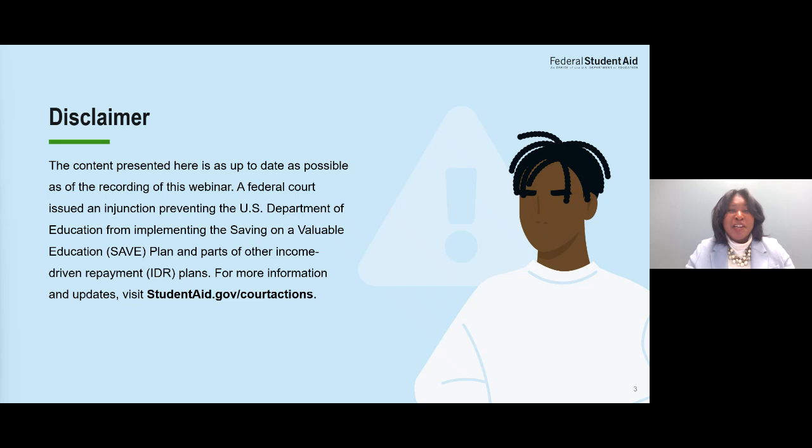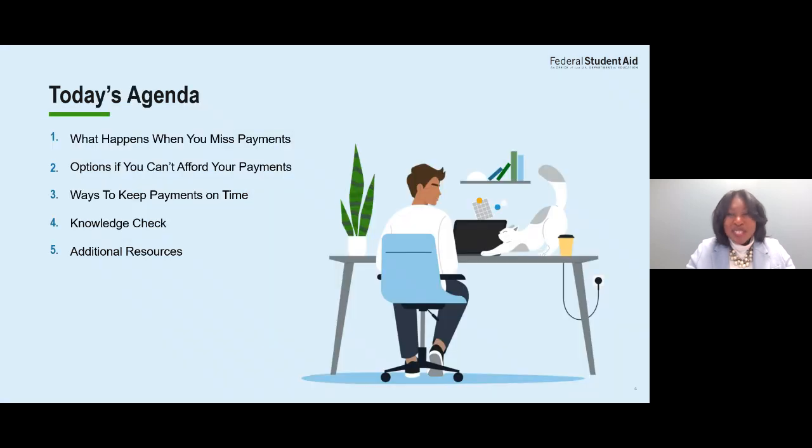Now, this particular webinar is for all borrowers, to be informed in case you happen to be at risk of missing a payment or you are currently missing payments. So I encourage you to stay so that we can learn together about what you can do and your options. Today we're going to learn what happens when you miss payments, what options you have if you can't afford the payment that you have, and ways to keep payments on time. We will also end with a knowledge check just to make sure we're all clear, and as always, leave some additional resources.